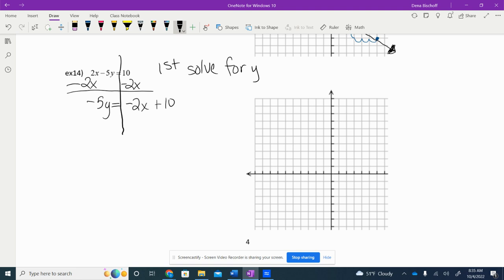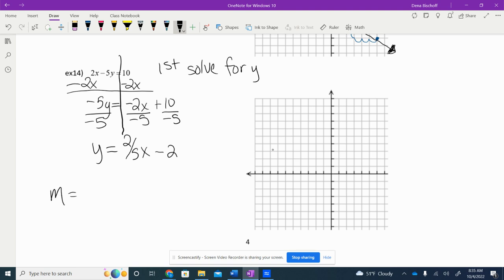Cheyenne, what do I need to do next? Yeah, divide every stinking term by -5. Every single term gets divided by -5. So y equals, let's see, a negative divided by a negative is a positive 2/5 x. 10 divided by 5 is 2, and a positive divided by a negative is a negative.